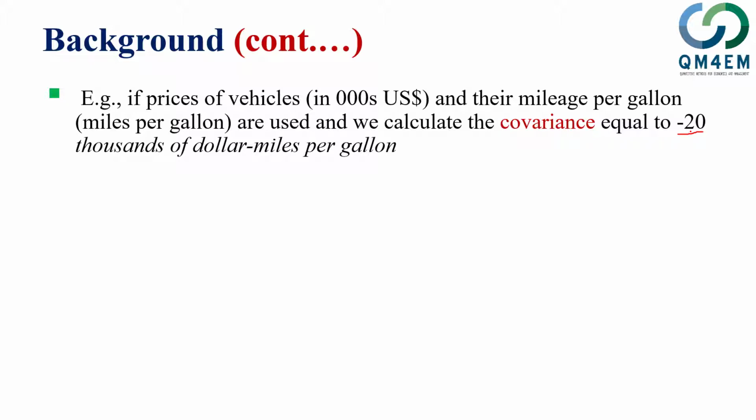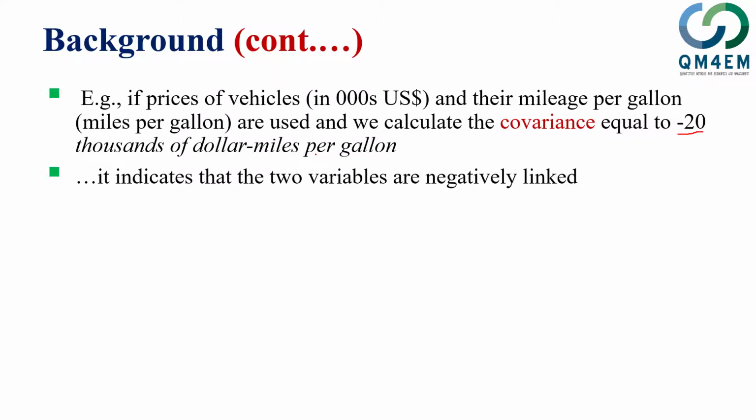and then obviously it has a unit of measurement as well, since I'm calculating it from the x and y variables. So both of the units get multiplied, so I get minus $20,000 miles per gallon. Now if we go for the interpretation of this minus $20,000 miles per gallon, it indicates that the two variables are negatively linked. That's very clear because the sign is negative.